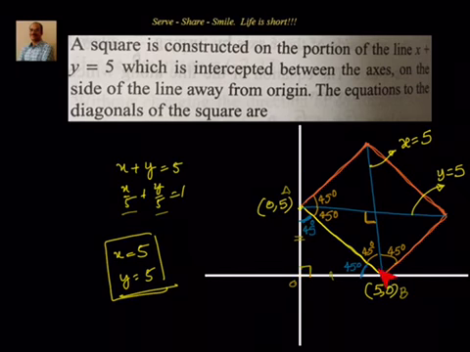We know that x plus y equals 5 has equal intercepts. That means the straight line and the coordinate axes form an isosceles right angle triangle. We also know diagonals of a square make 45 degrees because diagonals are angular bisectors, and in a square each angle is 90 degrees. Then we observe that the diagonals are parallel to the coordinate axes, passing through the points (5, 0) and (0, 5) respectively. Therefore, their equations are x equals 5 and y equals 5.